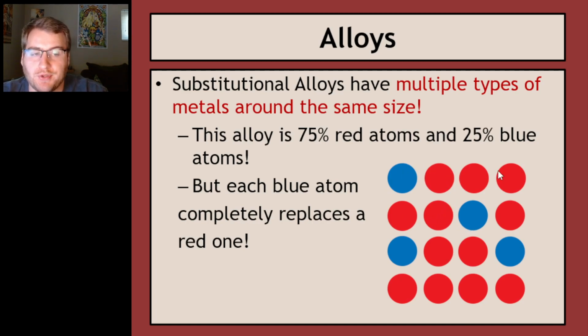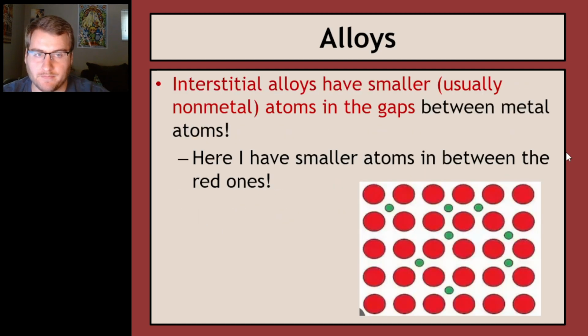You can imagine if this was pure red before. I'm just picking out full metal atoms and replacing them with a new one. This is the most common sort of alloy that you'll see, and this is what brass is. You can say all the red are copper and all the blue are zinc. You have multiple different metals that are about the same size as each other, replacing each other.